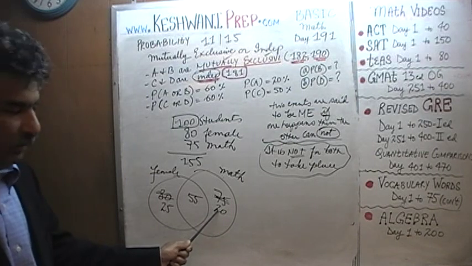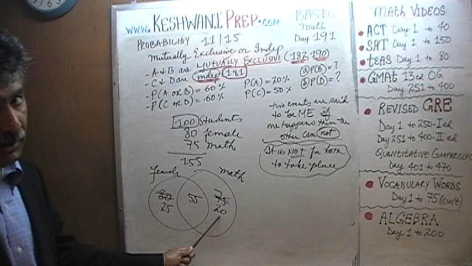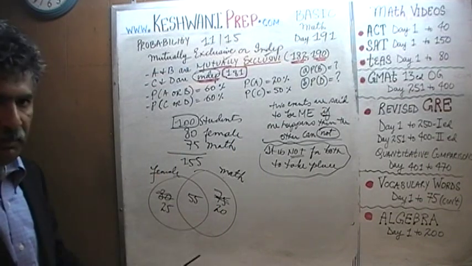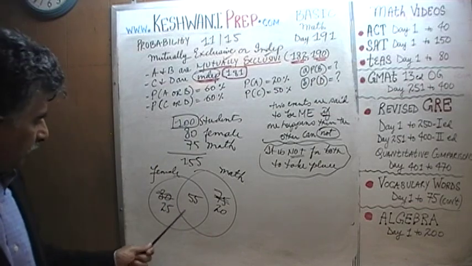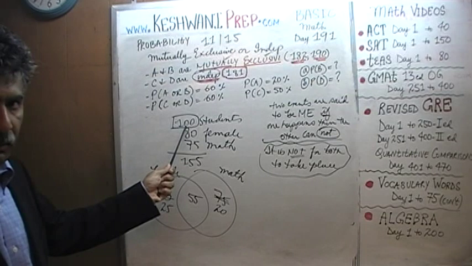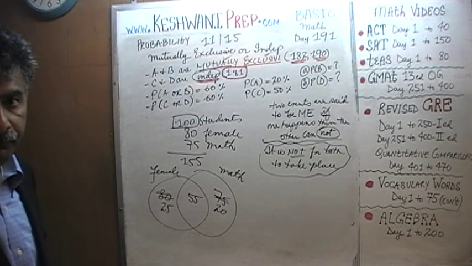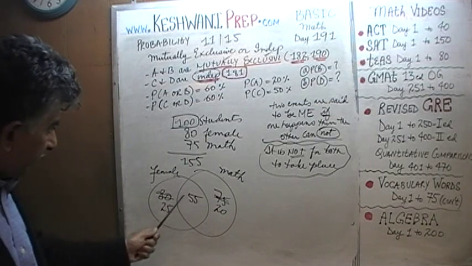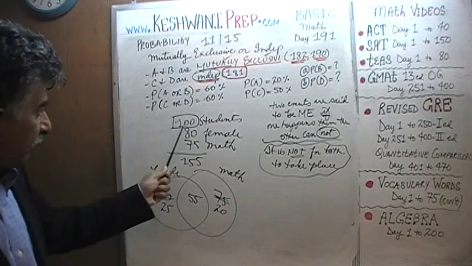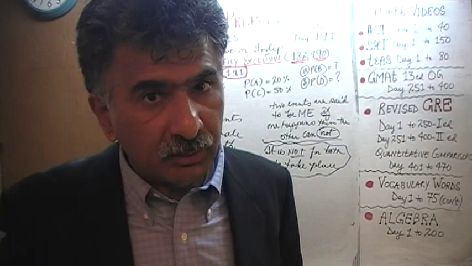There are 20 people who happen to major in math, but are not female. In other words, there are 20 boys out of these 100 students who happen to be a math major. It also tells us there are 25 females out of this 100 who happen to be female, but they're not majoring in math. Do you understand? And then, of course, when you add them together, you find that there are 55 out of these 100 people who happen to be both female and a math major.